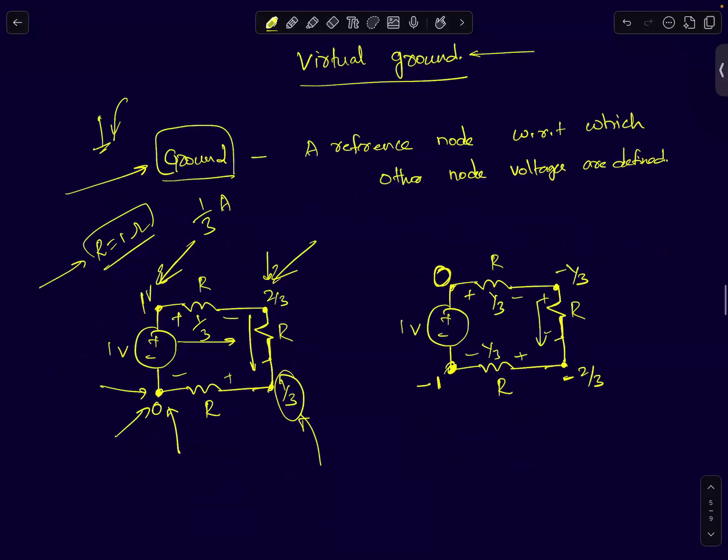So this is something that you are aware of. A ground is a reference point for analyzing the circuit. Once you define that reference, then you can define every other node voltage in the circuit.